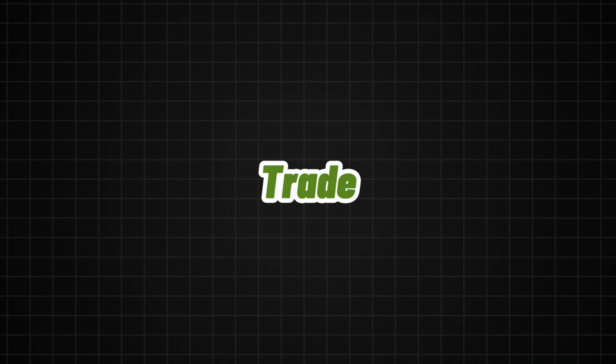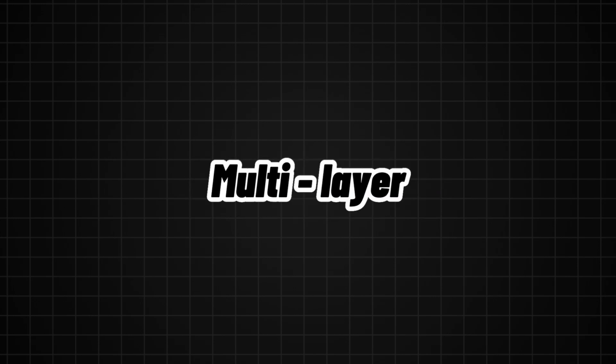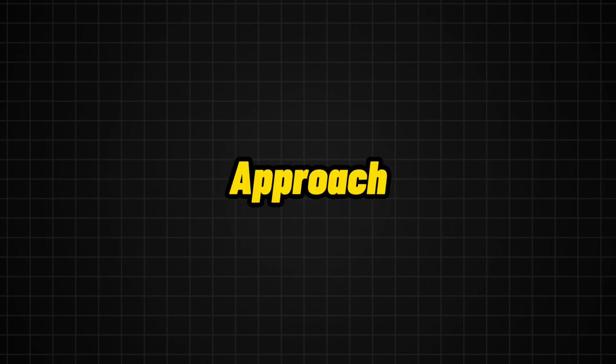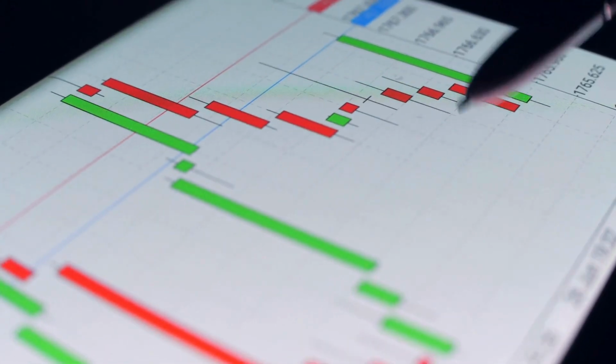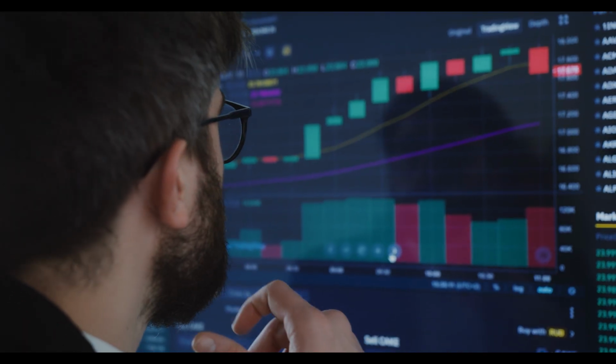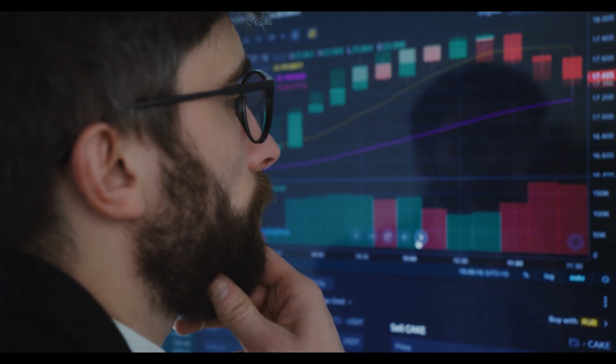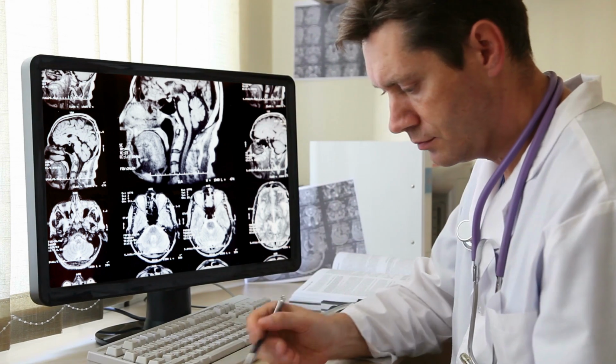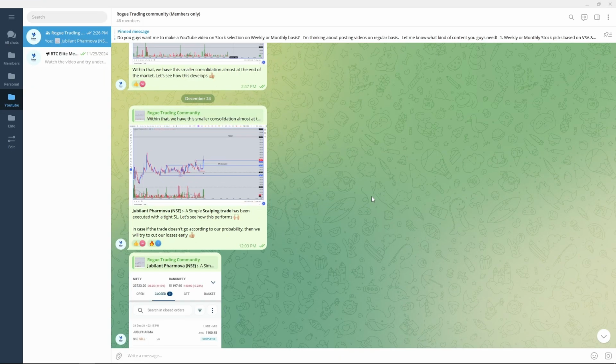Today we are bringing you something special, a live trade breakdown using our exclusive multi-layer Wyckoff schematic approach. We take you through the exact setup, logic and execution of the trade we just took on the stock called Jubilant Pharmova, which belongs to the healthcare sector of India. Let's dive in.